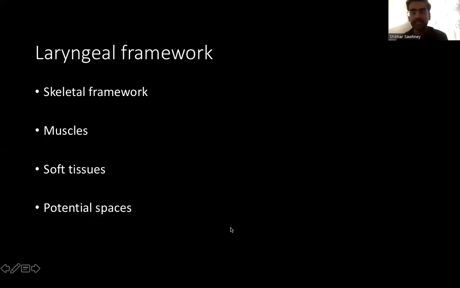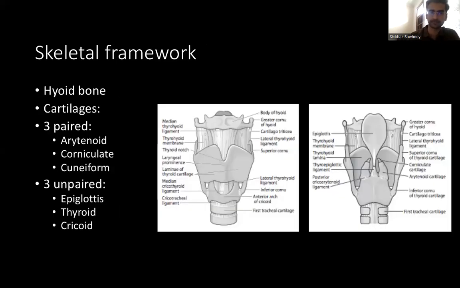Now, let's talk about the laryngeal framework. It consists of the skeletal framework, that is the cartilage and the bones, followed by muscles of the larynx. The laryngeal framework is interconnected to each other by the soft tissues of the larynx. And finally, we'll talk about the potential spaces that the larynx has.